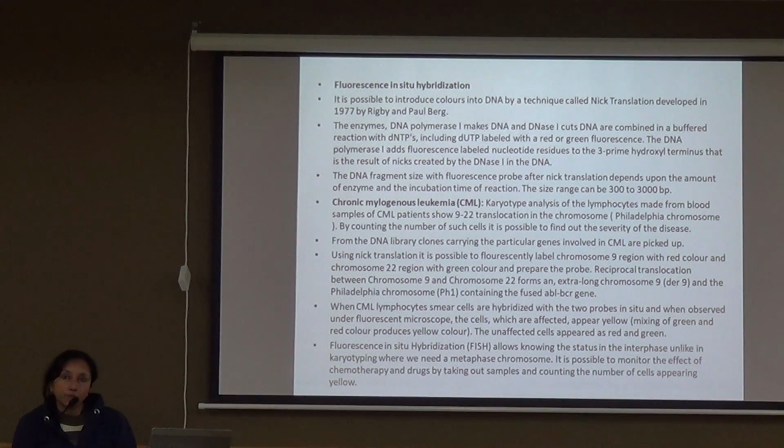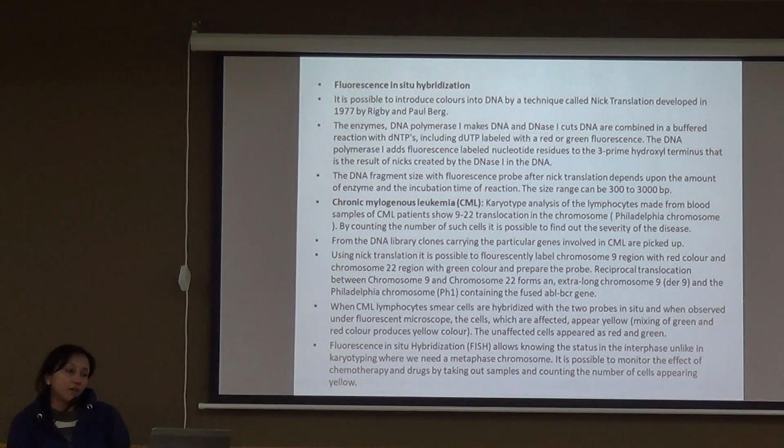When the crossing over or the exchange of fragments takes place between non-homologous chromosomes, here in this example between 9 and 22, it becomes a reason for a disease. So Philadelphia chromosome leads to chronic myelogenous leukemia. By counting the number of such cells, it is possible to find out severity of the disease. The more the number of cells having Philadelphia chromosome, the more severe is the disease.